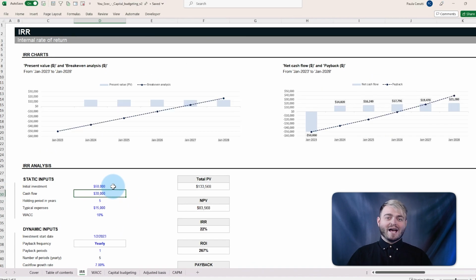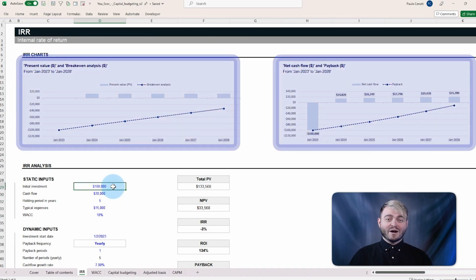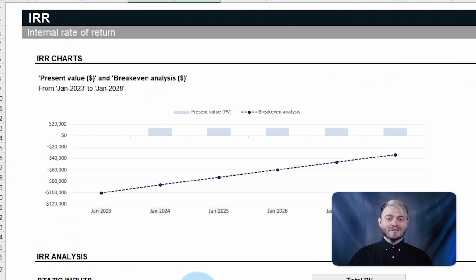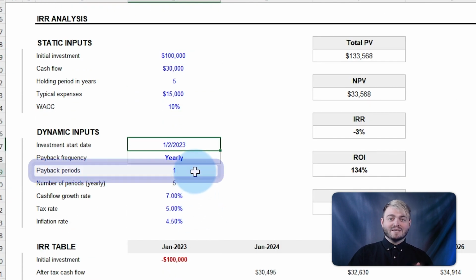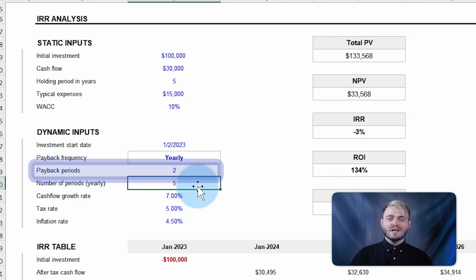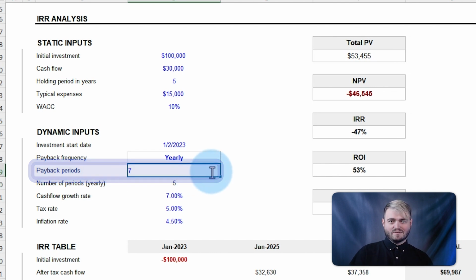On the IRR tab, use the bar charts to analyze present value and net cash flows over time. Also, determine the break-even point, the point when revenues equal costs, and the payback period, which is the amount of time it takes for an investment to recover its initial cost.